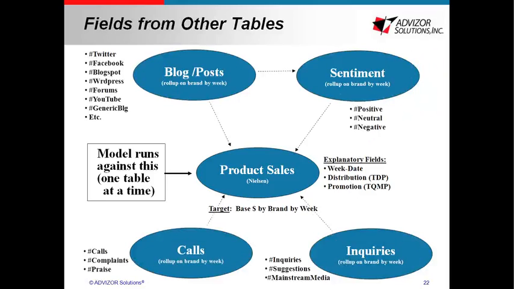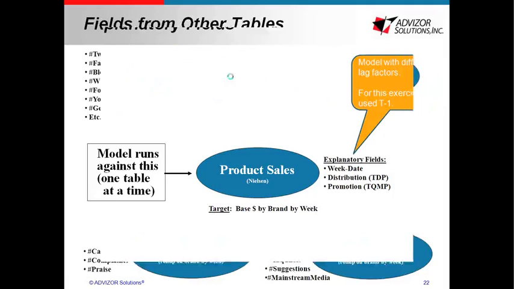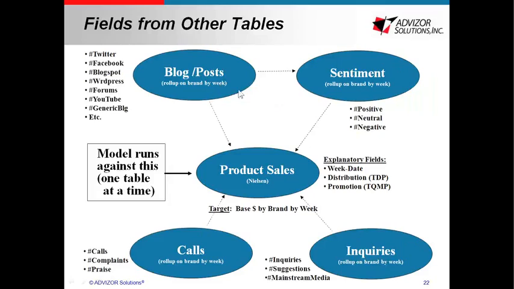And then there are other tables. This is the main table, but then there's a blog posts table, which had the numbers of Twitter posts, Facebook posts, blog posts, WordPress forums, YouTube, and generic blogs, and I think a couple of others. By product by date, we rolled that up by brand by week. So we had brand X, week 23: Twitter posts, 15 Facebook posts, for a several-year period. That was run through a sentiment engine because we wanted to know whether these posts were positive, neutral, or negative. Then we had numbers of positive, neutral, and negative posts by week by brand.